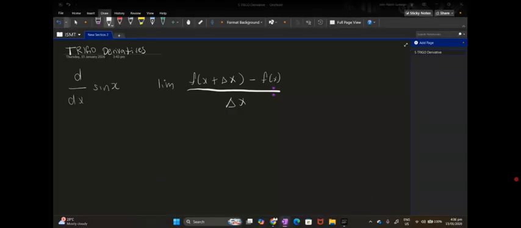Ayan. So, ito po yung formula. So, the limit of f of x plus delta x minus f of x over delta x as delta x approaches to 0. So, ito po yung formula na gagamitin po natin to find the derivative of sine.